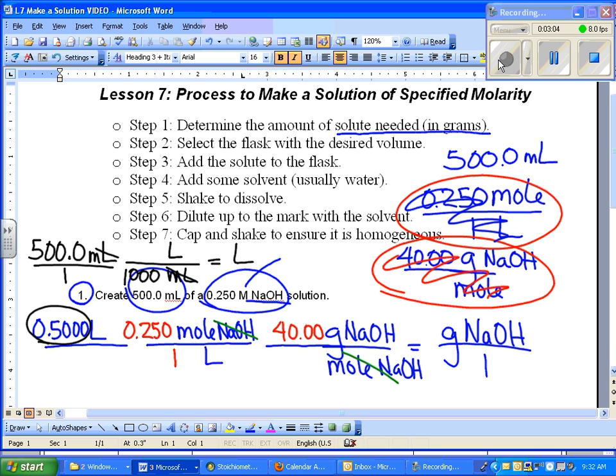If you multiply straight across, that number turns out to be 5 grams of sodium hydroxide. The first number has 4 sig figs, then 3 sig figs, and 4 sig figs, so your answer would be in 3 sig figs. What you would do is you'd take that 5 grams, put it in a flask, add some water, not to the mark, just add some water just so you can shake it and get it dissolved. Then you would dilute up to the mark with the water, cap it, shake it, and you have your homogeneous solution. Have a great day.